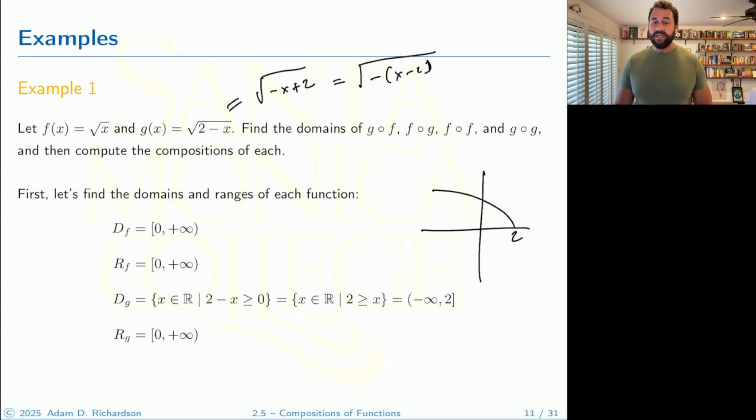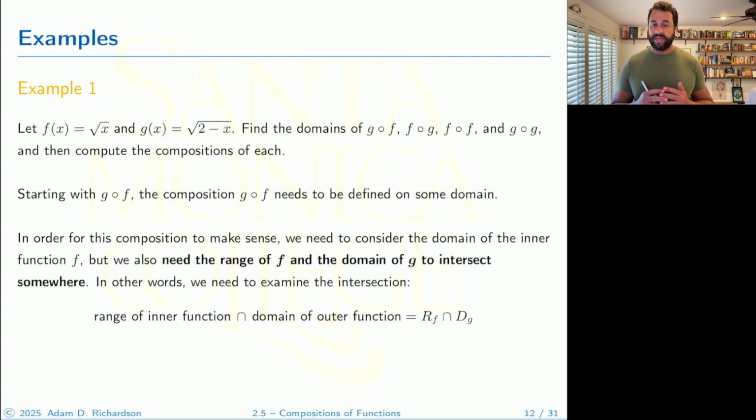That's the basic idea. So now we've got the domains, we've got the ranges. Now we consider what composition we would like to do. So we want to do g of f. With g of f, f is happening first. So in order to do this, we need to find the domain of the composition.